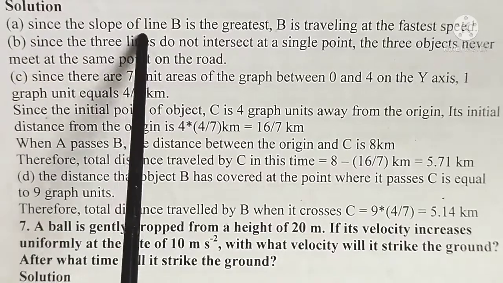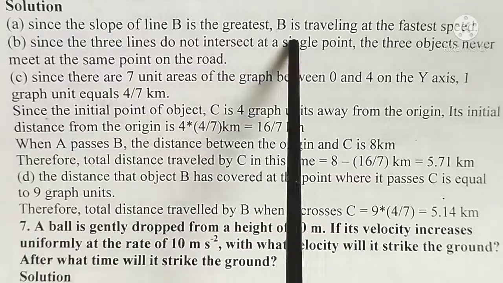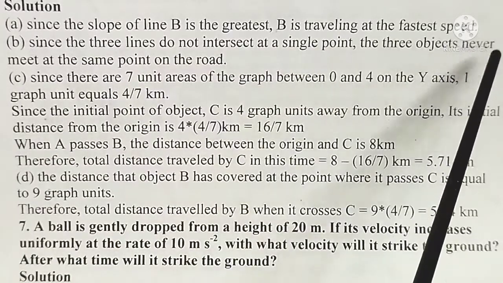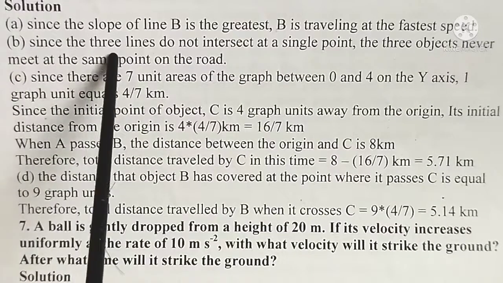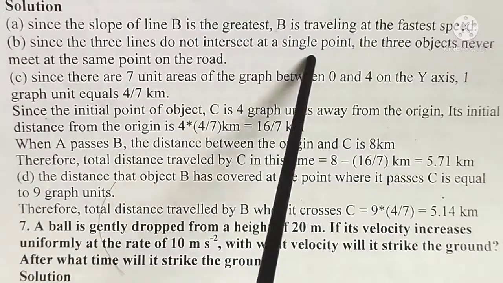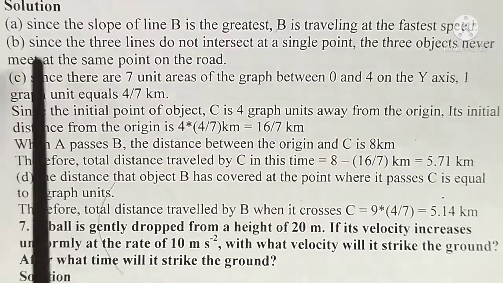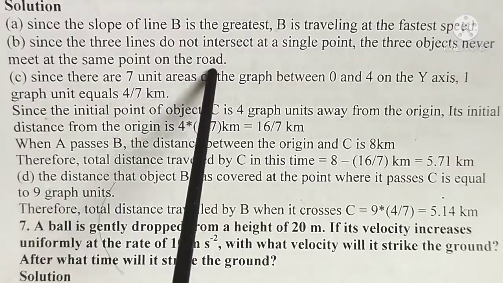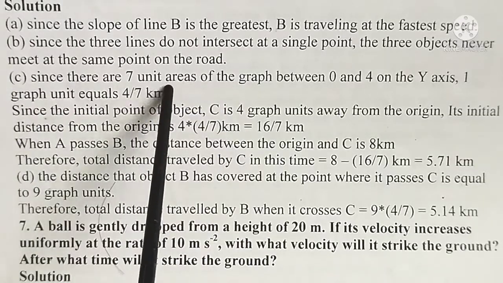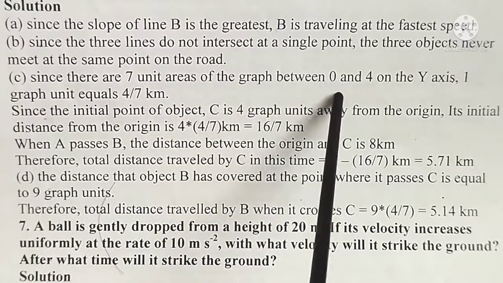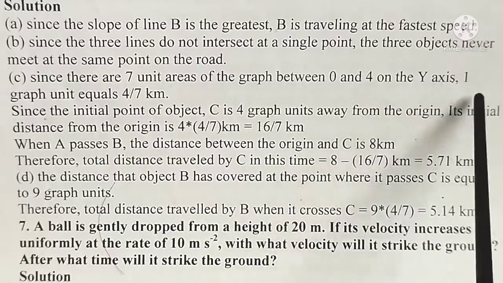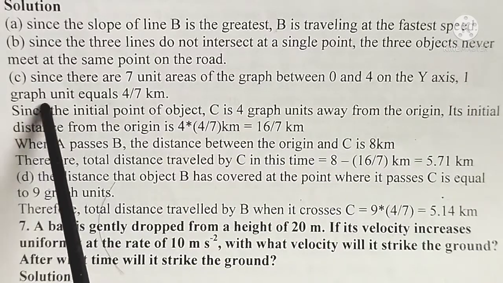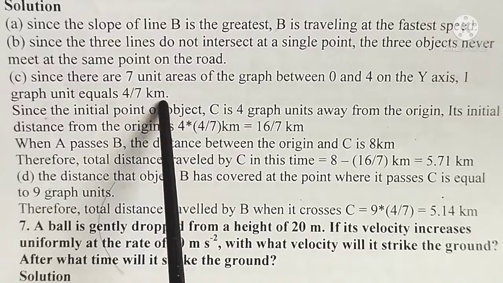Solution. Since the slope of line B is the greatest, B is travelling at the fastest speed. Since the three lines do not intersect at a single point, the three objects never meet at the same point on the road. Since there are 7 unit areas of the graph between 0 and 4 on the y-axis, 1 graph unit equals 4 by 7 km.